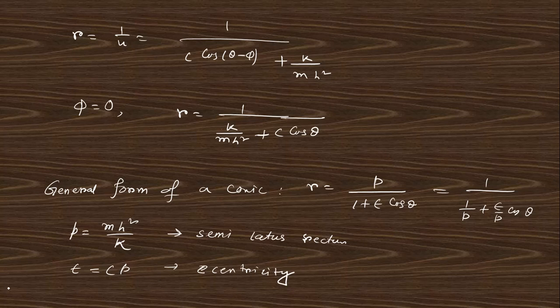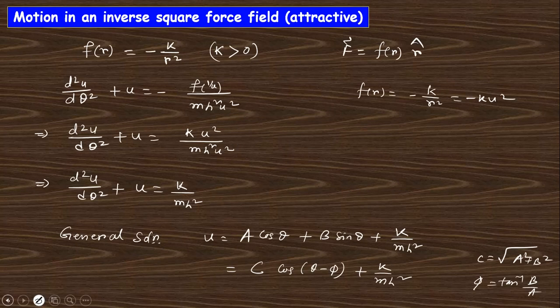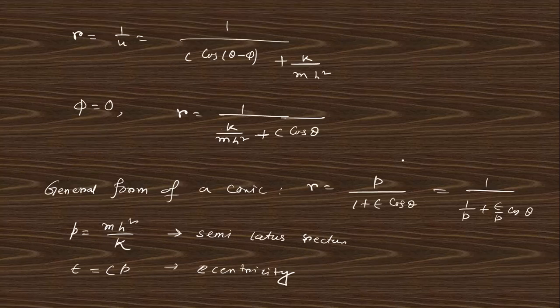So the motion under the inverse square attractive force, this is the equation of a conic. So this follows the conic equation. That is the important property we got in the case of the central force. Now comes the general prediction from the central force.